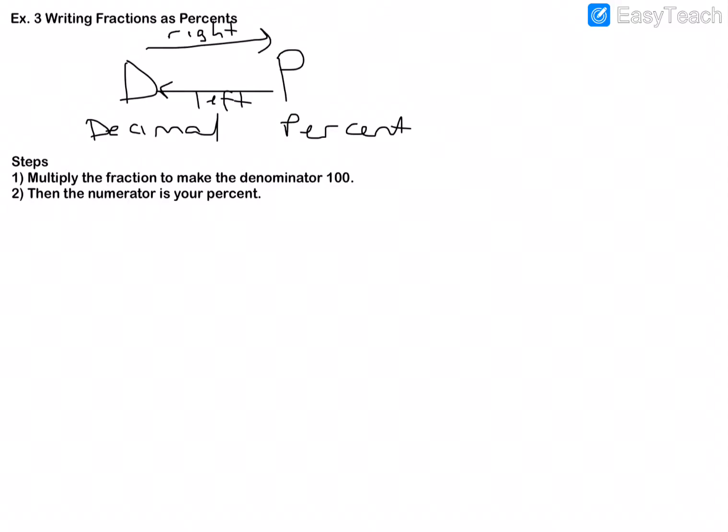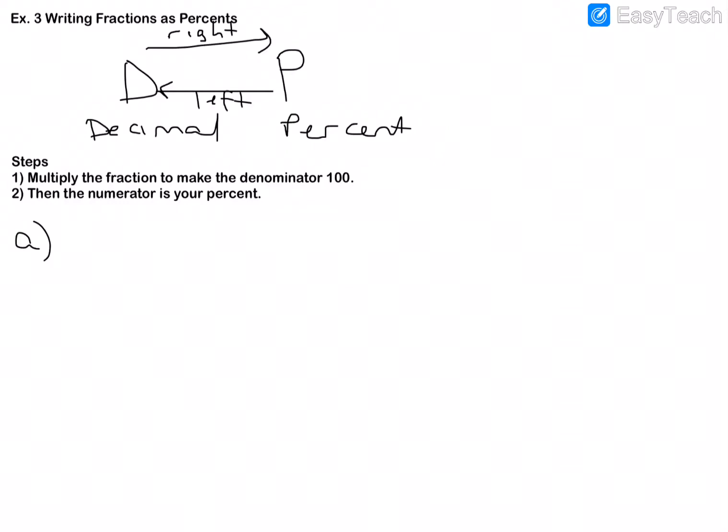So if you have a fraction, what you want to do is make your denominator equal 100. So whatever number you multiply your denominator by to get 100, that is what you're going to multiply your numerator by, and your remaining numerator will then be your percent. So let me show you some examples.